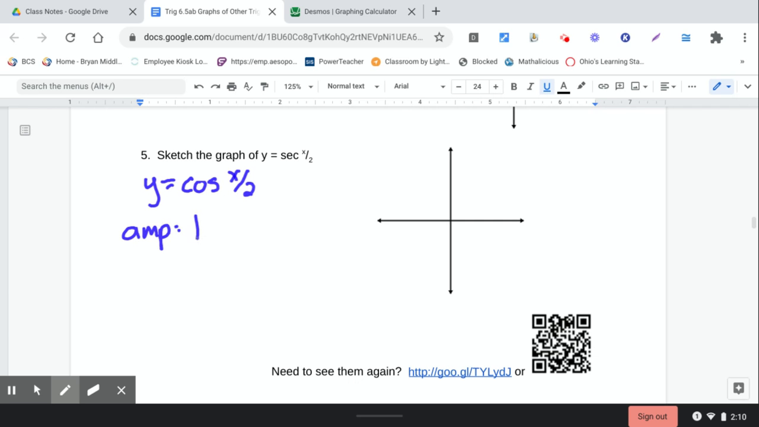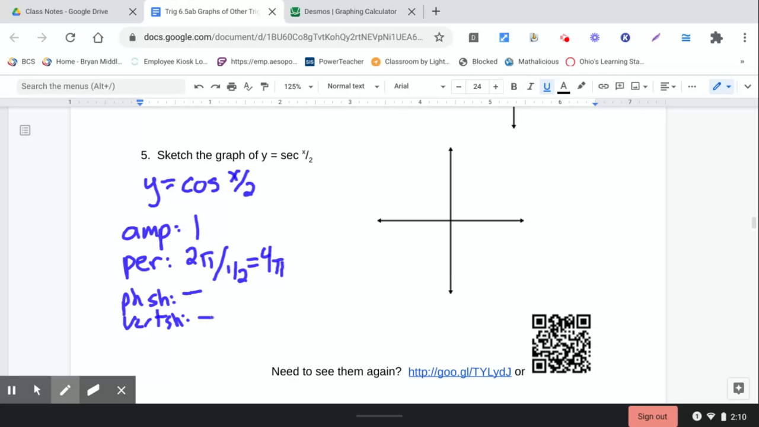The amplitude is 1. The period is 2 pi divided by 1/2. So our period is going to be 4 pi. It has no phase shift and no vertical shift. So that'll make our graph a lot easier. Okay, so now it's time to graph this. No shifting left, right, up, or down, which is good news.